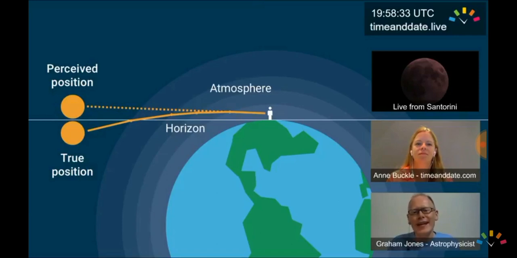Now, during a total lunar eclipse, looking in the other direction, the same thing is happening with the moon. When we see the moon set below the horizon, we see the moon lingering for slightly longer than we should, because the Earth's atmosphere is bending the light towards us and keeping it visible for longer.